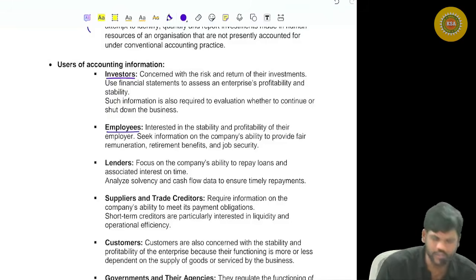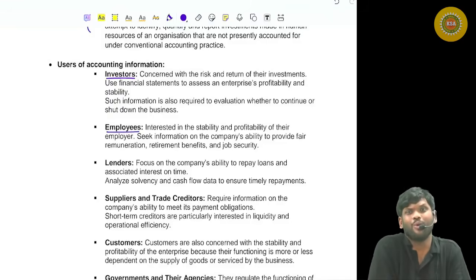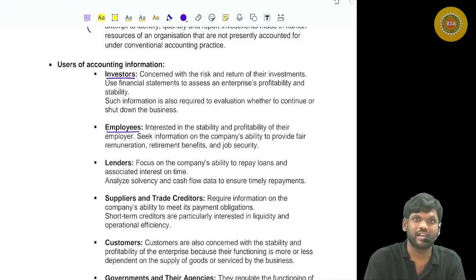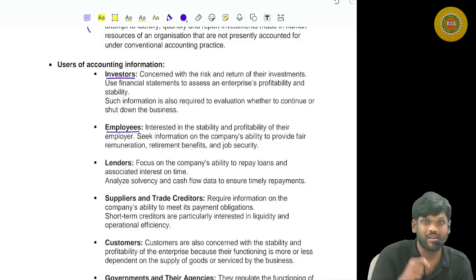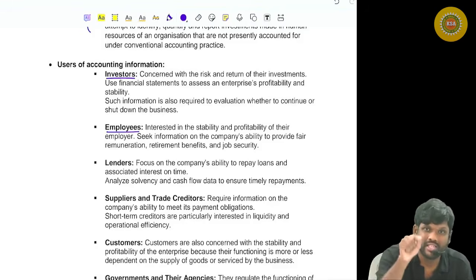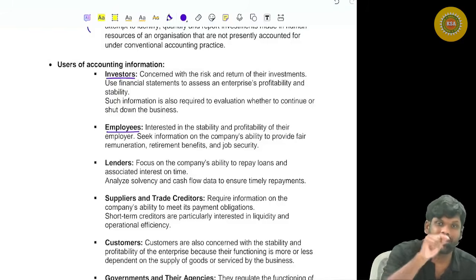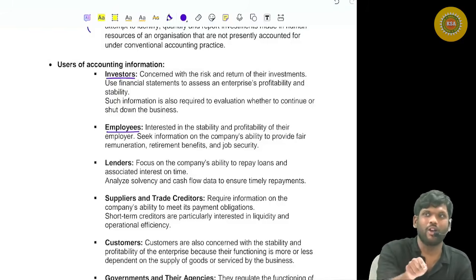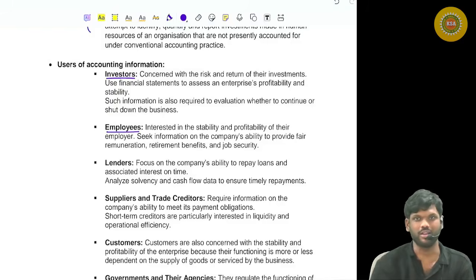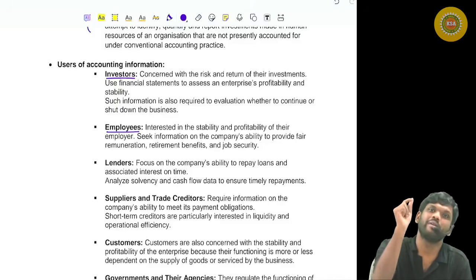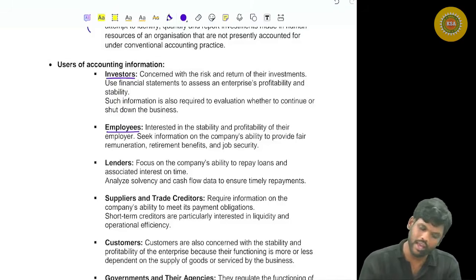Then employees also will require accounting information. Sir, why do employees need accounting information, sir? Because they are working in this company. They should know whether the company is healthy, whether the company will be able to pay their salaries. If the company is running in losses, they may have to find another job quickly. So employees also will be interested in knowing the stability of the business.